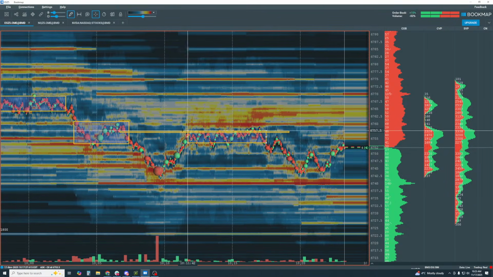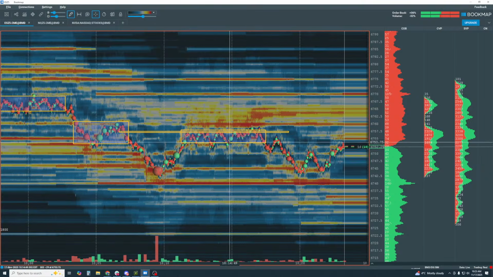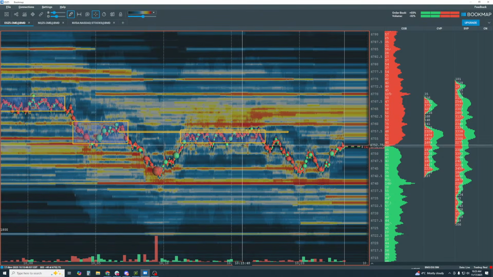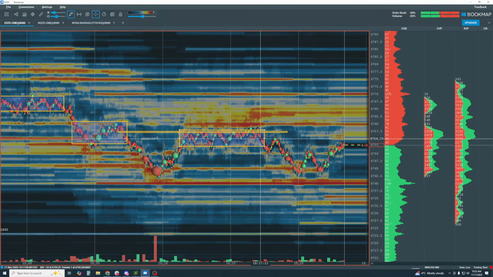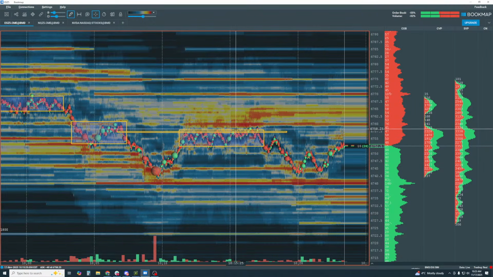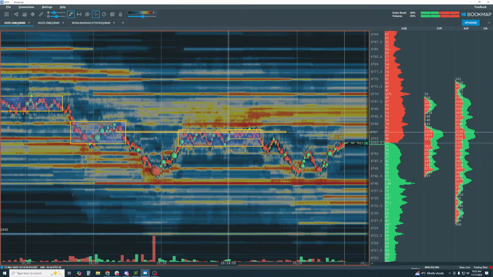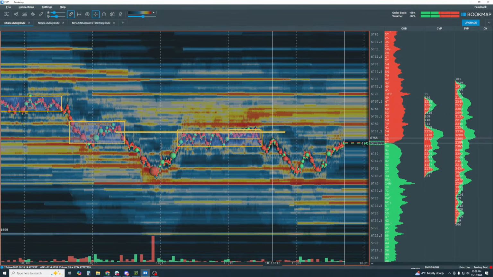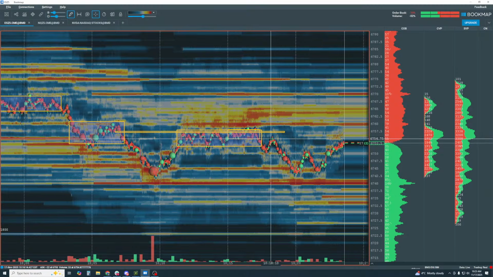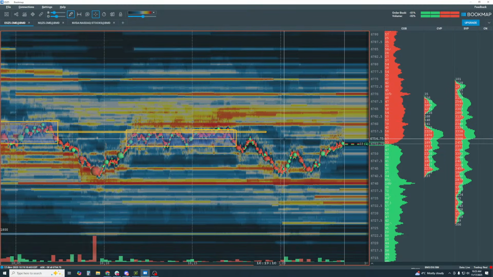Okay, so we have our structure here. Make that a little bit better. We have our structure here, and we also have a smaller structure up in here. Do you guys see that, right? It's back and forth up in here. The break, the pullback to the bottom of that structure, and look at the buying in here now.